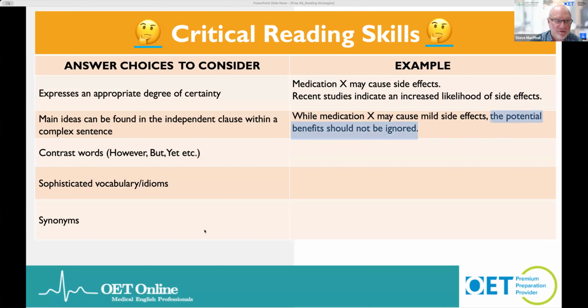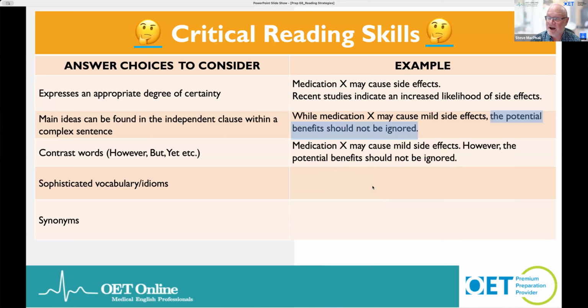As is the next one, contrast words. However, but, yet, therefore, as a result, there's lots of them. Answers often come after contrast words or signal words. Medication X may cause mild side effects. However, the potential benefits should not be ignored. Okay, after however.